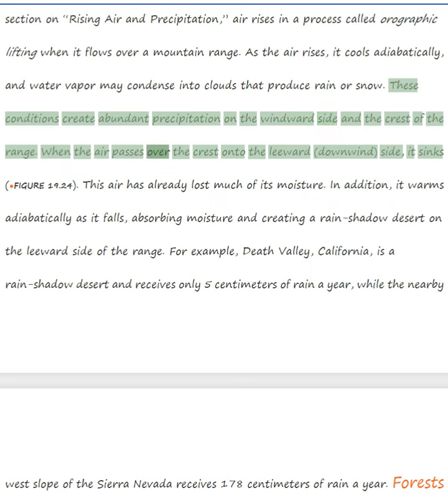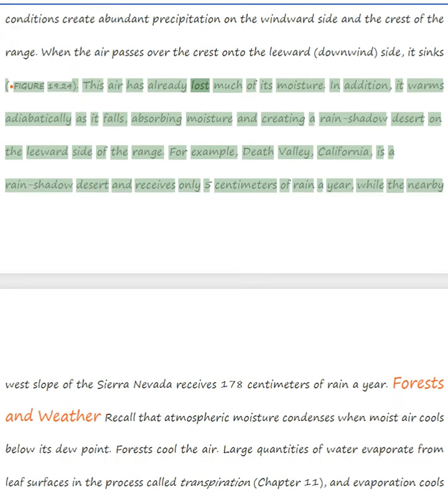When the air passes over the crest onto the leeward side, it sinks. This air has already lost much of its moisture. In addition, it warms adiabatically as it falls, absorbing moisture and creating a rain shadow desert on the leeward side of the range.